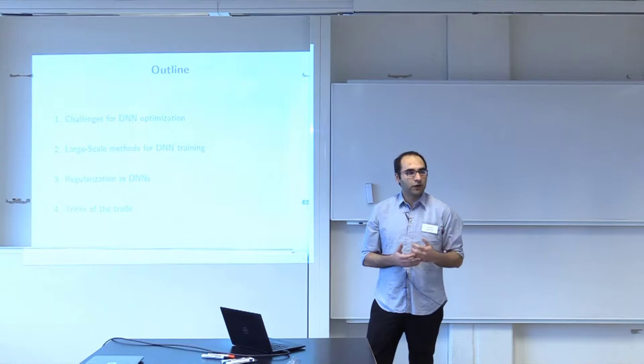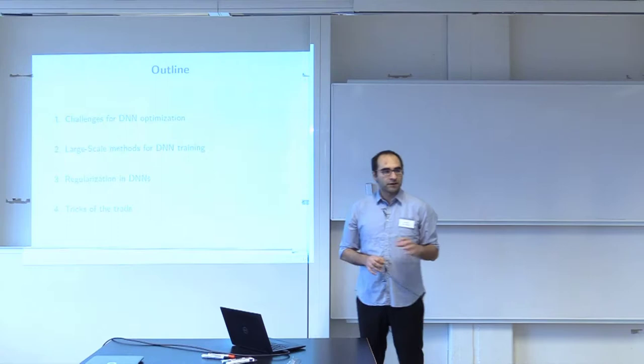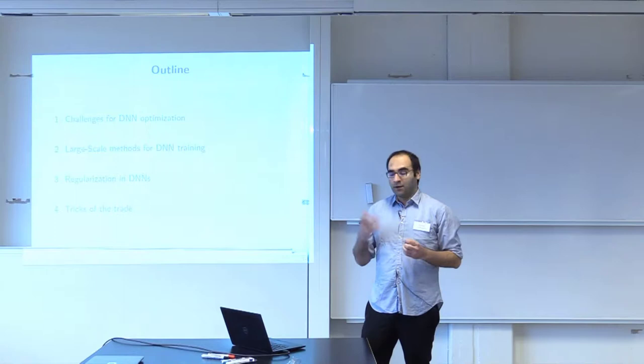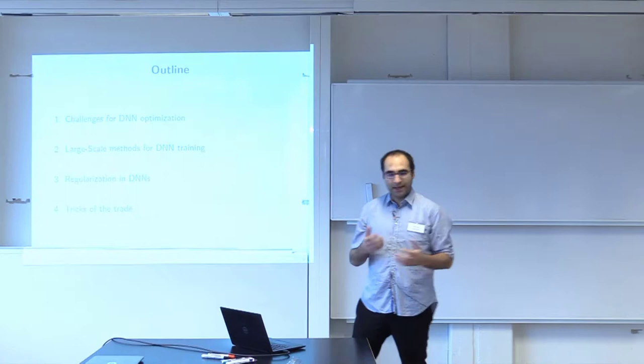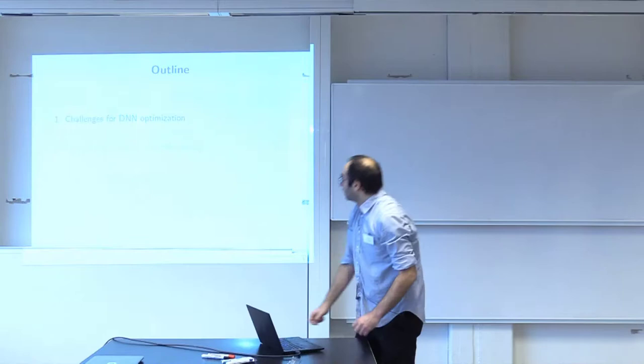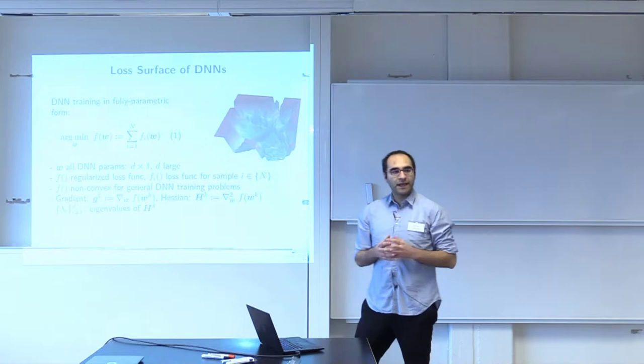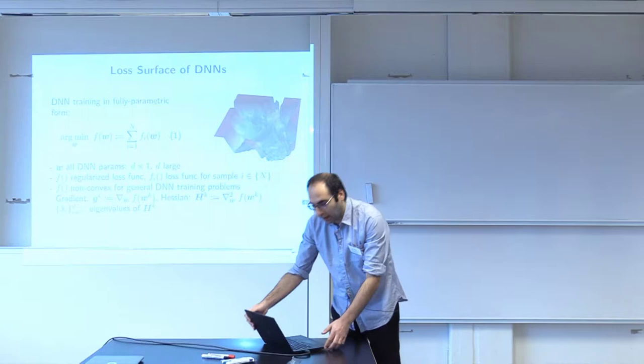And finally, if we have some time, I will also say a couple of words on some tricks of the trade. This is a phrase that I borrowed from Bengio. Basically, things like batch normalization, heuristics that try to improve the training performance. Okay, so I'll start with the first part. Here, I'll try to highlight some challenges when we think about optimizing the loss function. So basically, what does the loss function look like, and what are some of its inherent characteristics?